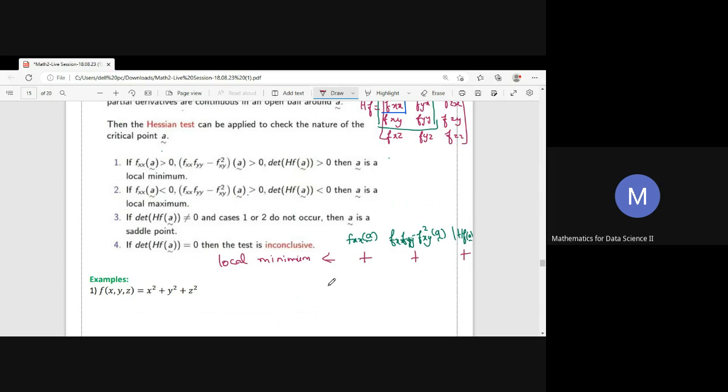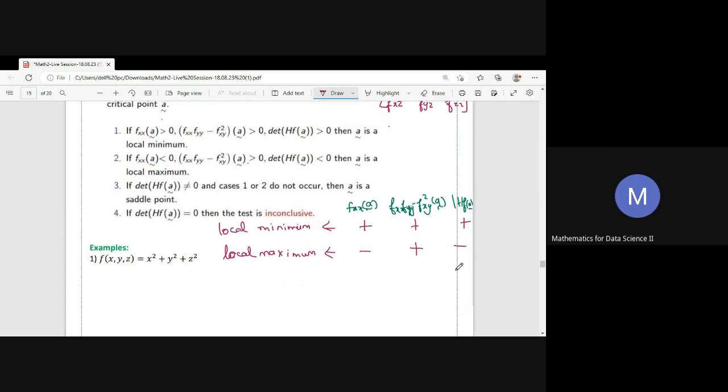Okay, and now if the first one is negative, the second is positive, the third is negative, then it is a local maximum. And then when you know that the determinant is non-zero, and whatever other case, not these two, any other cases, then all those points are saddle points. Saddle points.